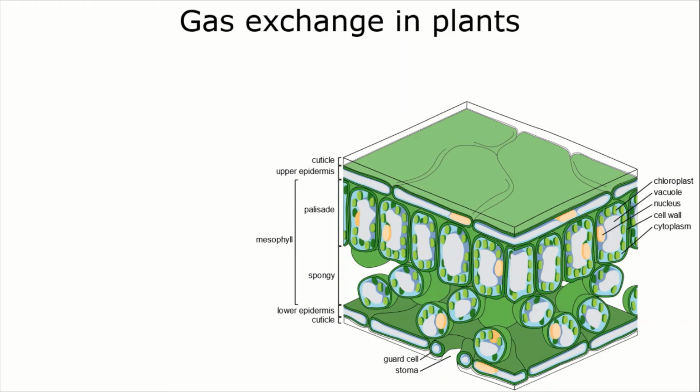And this is split into two. We've got palisade cells, which are uniform, square looking cells all lined up in a nice row. And then we have the spongy layer, which is made of much more diffuse cells.